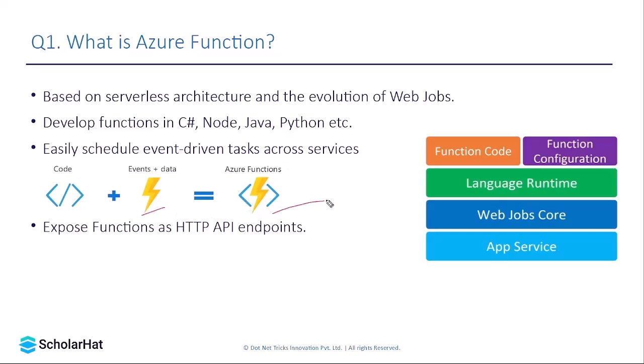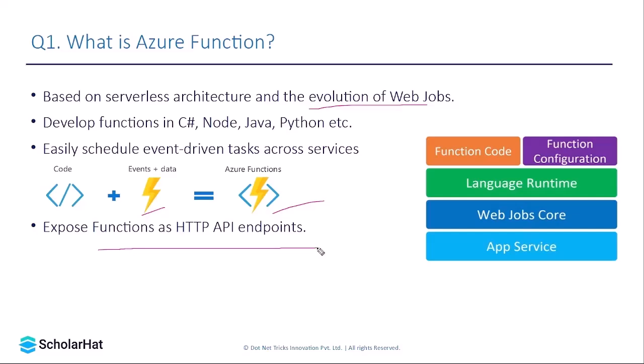What exactly is an Azure Function? An Azure Function is part of a serverless architecture, and it's an evolution of a web job. The example we discussed about creating a web API can be done with the help of an Azure Function, and an Azure Function exposes API endpoints. So you can simply say that an Azure Function does not require any server to be deployed. Everything is taken care of by the Azure ecosystem.